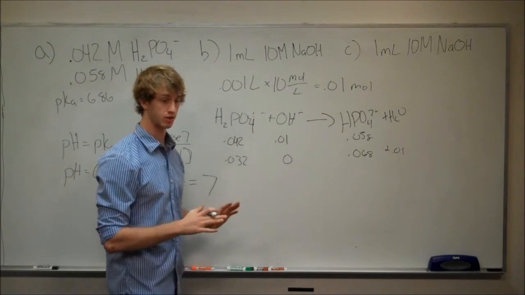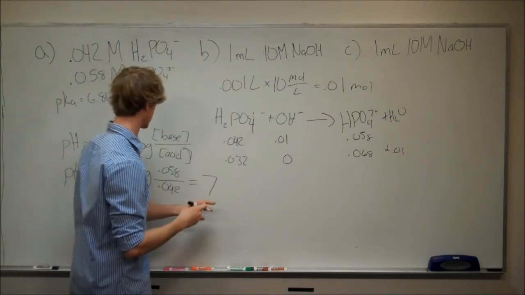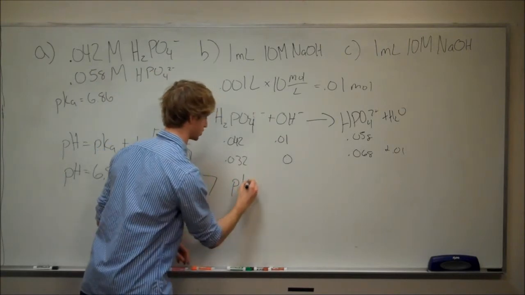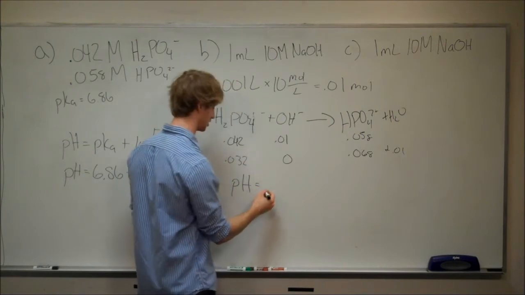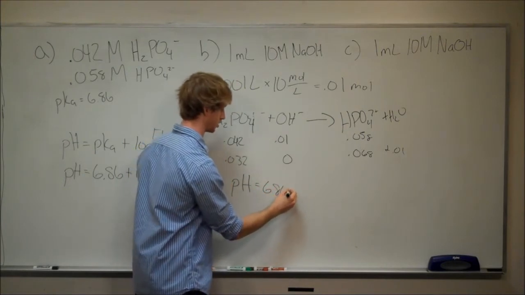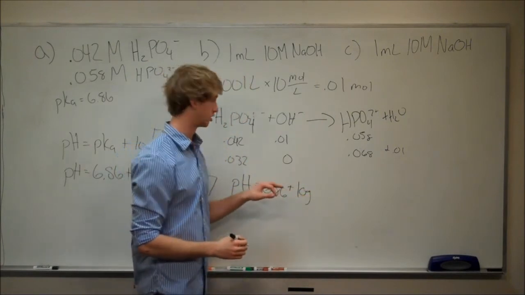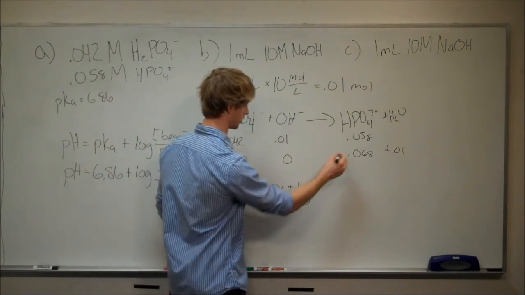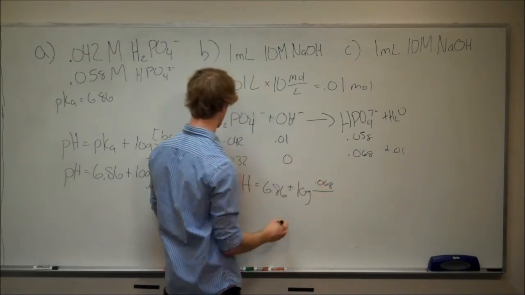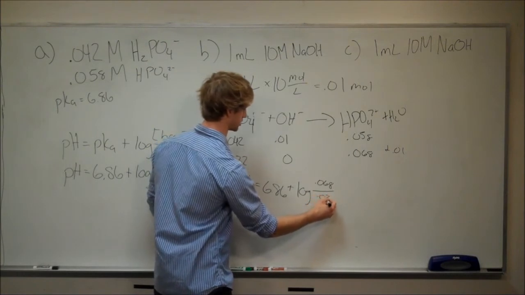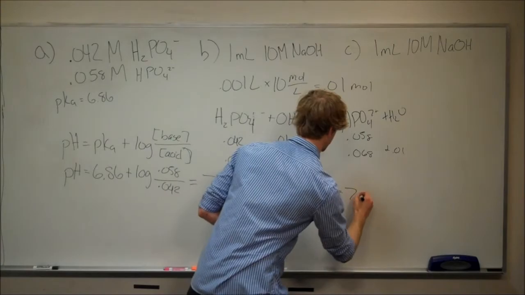So now we do the same thing as in this problem, only now we have different concentrations. So let's write it all out again. We have our pH, which is what we're trying to find, is equal to our pKa, which is 6.86, plus log of the new concentrations of our species of interest, which are the base, 0.068, base is on top, over 0.032, our acid. And this should come out to something around 7.2.